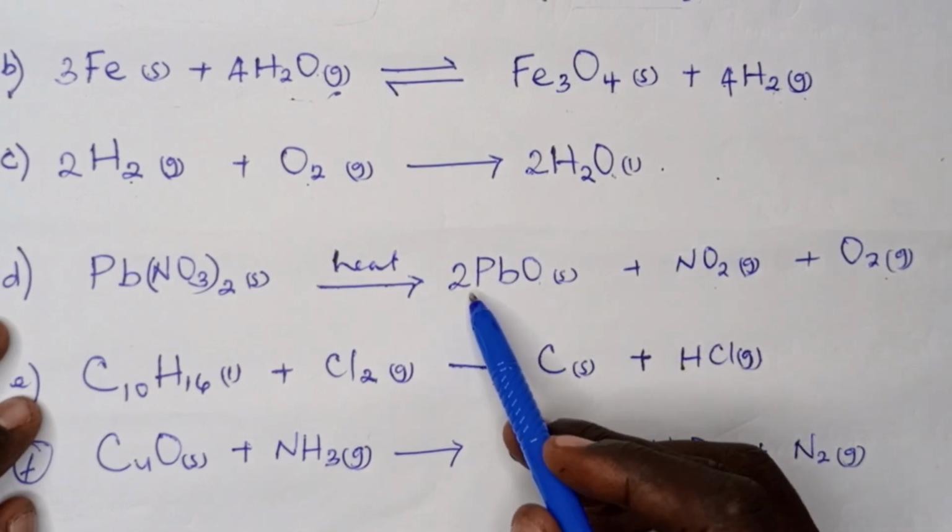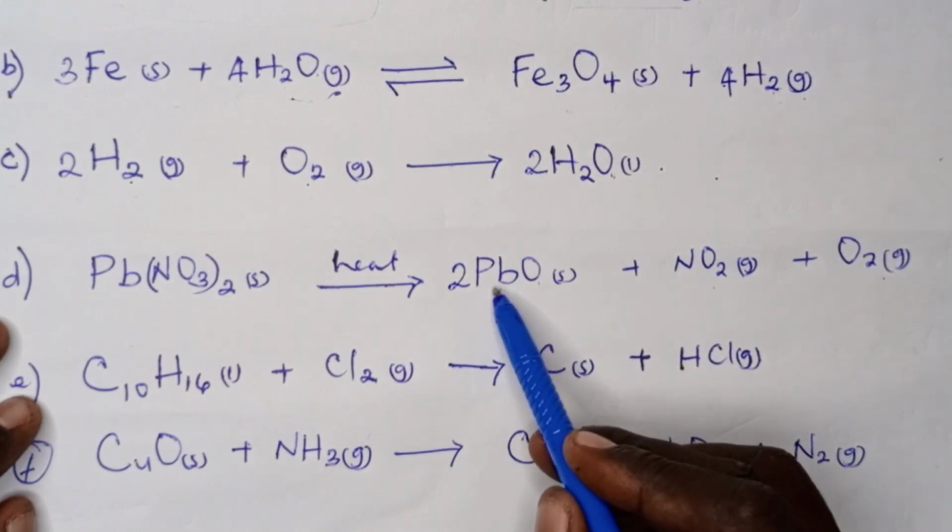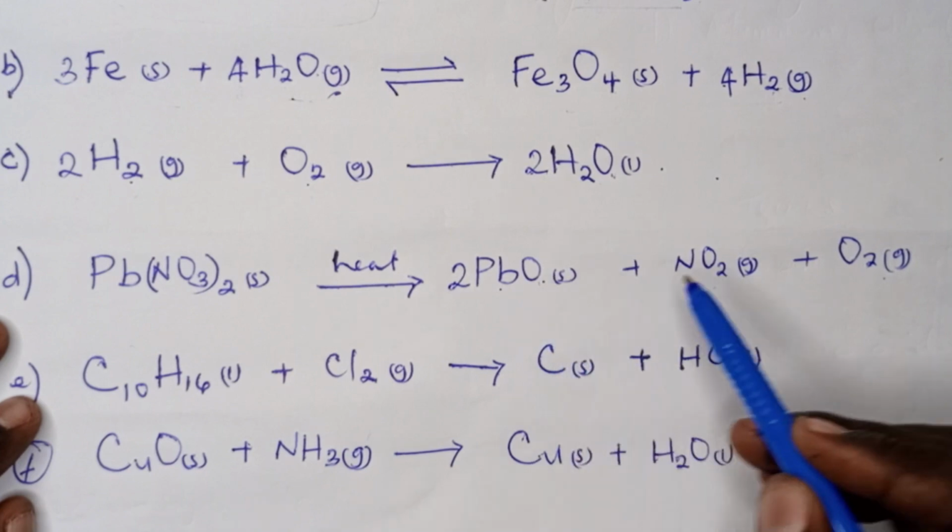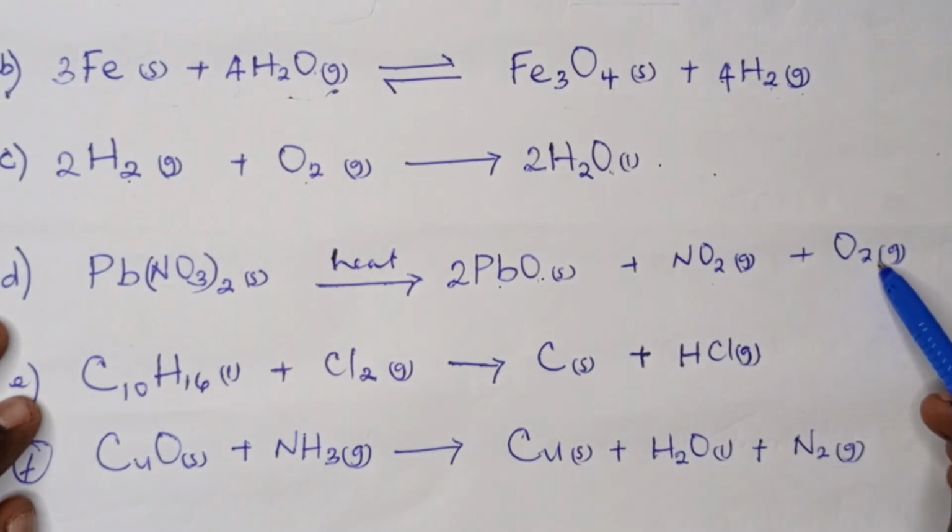When you insert here a 2, we now have 2 lead atoms, 2 times 1, 2 oxygen atoms, plus this 2, 4, plus this 6.